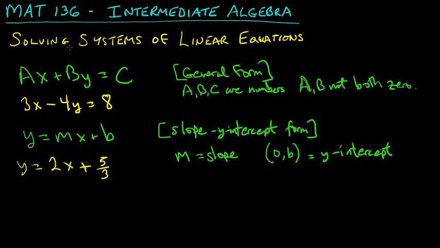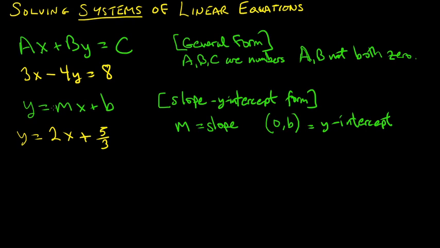A system of linear equations is just two of these. You can say these two form a system of linear equations. Of course, you can have a system of 3 or 4 or 5 linear equations and so on, but we're going to concentrate on just 2 at a time. So our systems are going to be 2 equations in 2 variables, x and y.